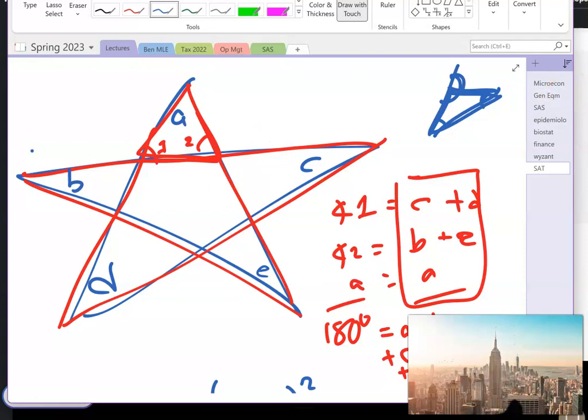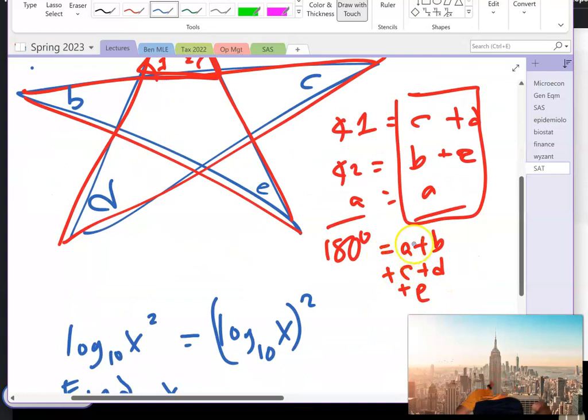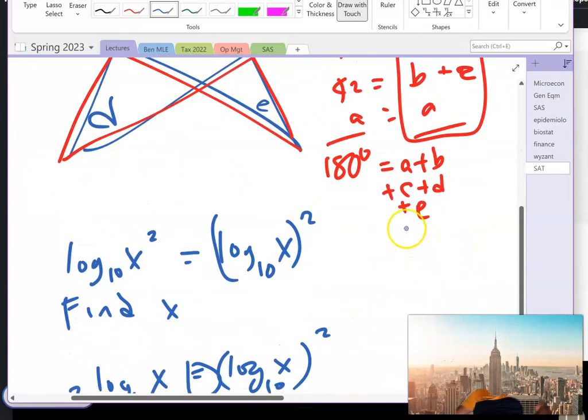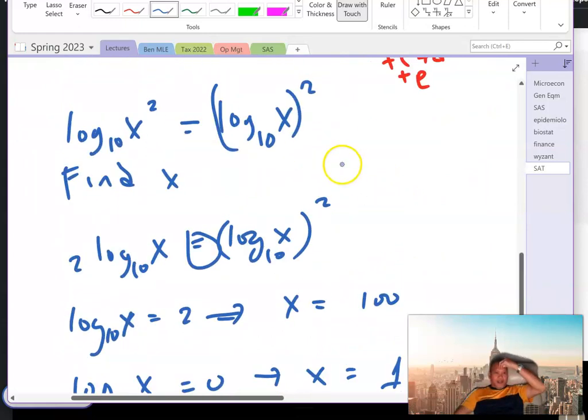Angle 1 should be equal to C plus D, and you can also see that angle 2 must also be equal to B plus E. And obviously angle A will be equal to angle A, and recognizing that angle A plus angle 1 plus angle 2 is just a triangle, so it's going to be 180, so that means that A plus B plus C plus D plus E must also be equal to 180 degrees.